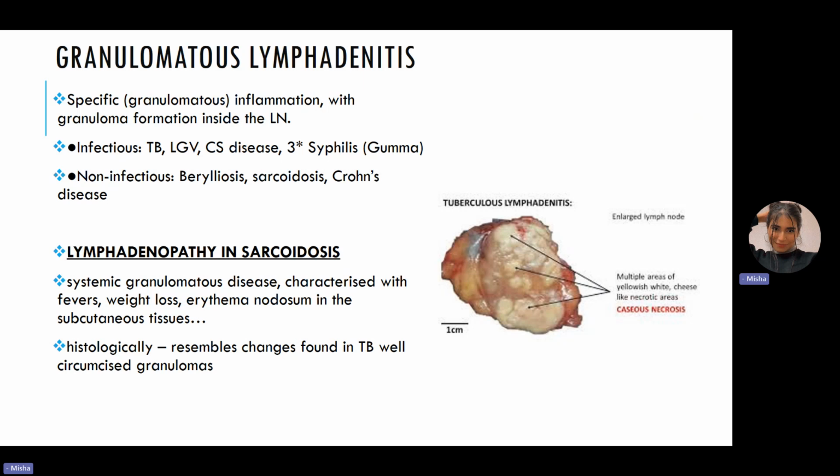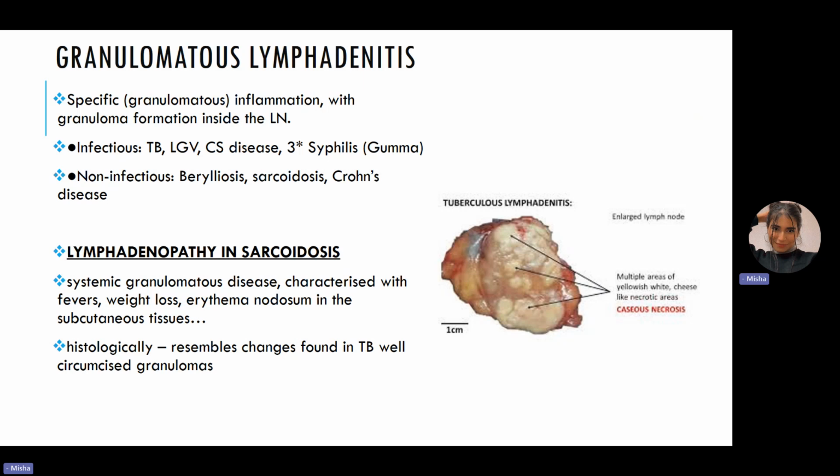So in sarcoidosis, we can see this granulomatous lymphadenopathy, and we can see characteristics like fever, weight loss, erythema nodosum, and histologically it resembles TB. So on the picture, what you can see is very similar to what we can see in sarcoidosis as well. But furthermore, we need to mention other diseases as well, right?